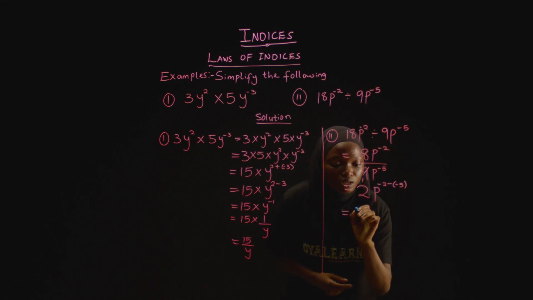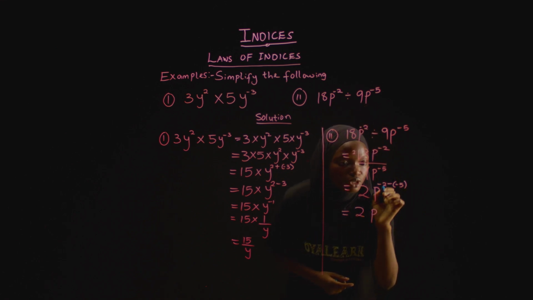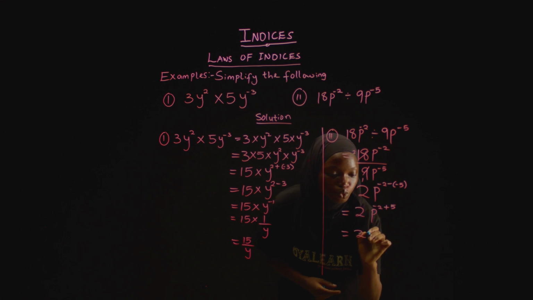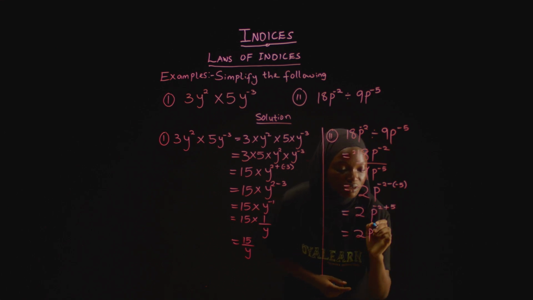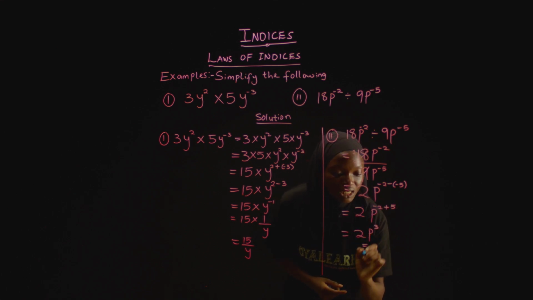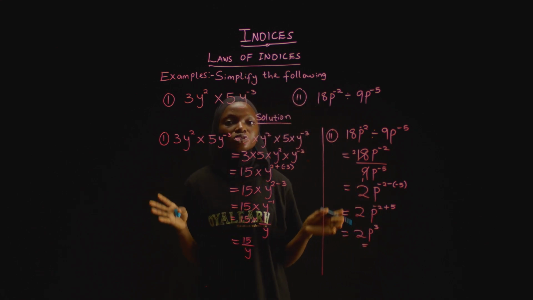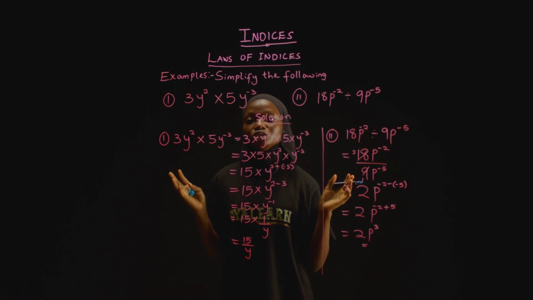We simplify further, 2p raised to the power of minus 2, minus times minus, plus 5. And here we have 2p, minus 2 plus 5, 3. So that gives us the final answer as 2p all raised to the power of 3. So this is how to simplify this expression using the law of indices.